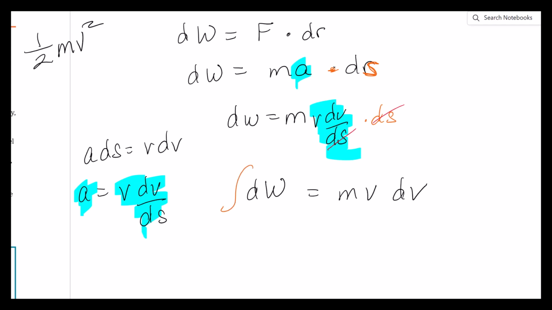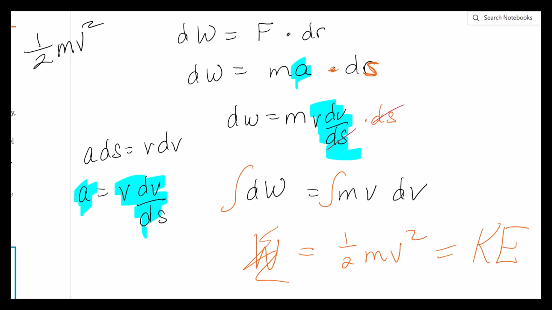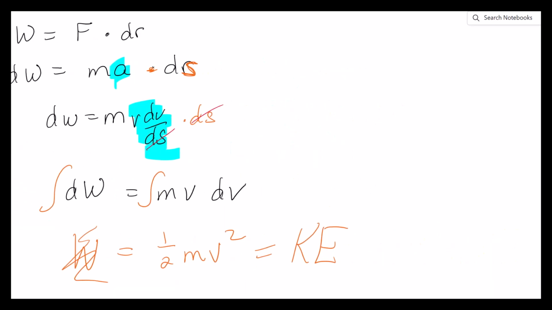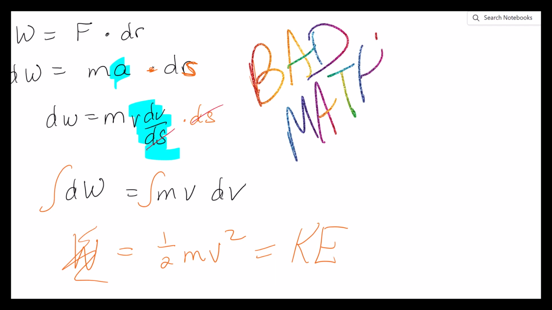All right. Then I can integrate both sides, and then I get work equals 1/2 mv squared. Okay, but it's not really work. It's the area under the curve of work, which we have decided to label as kinetic energy. So this is bad math. I mean, it's good math. It's the real math. I'm just hand waving a lot here because you can get into more of this later. But the idea is that kinetic energy is 1/2 mv squared.